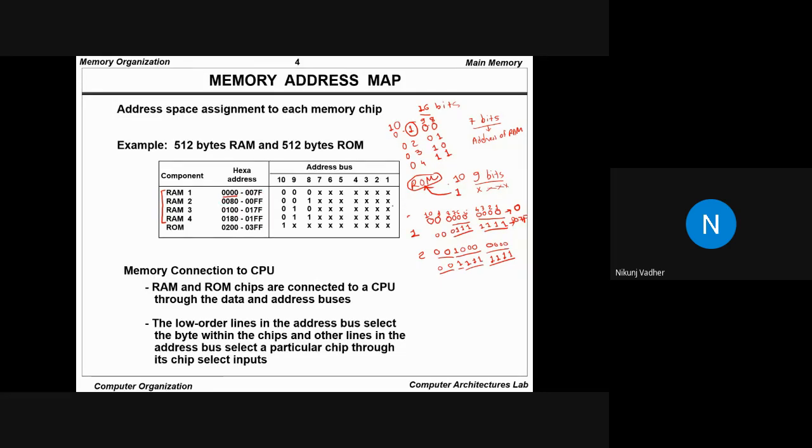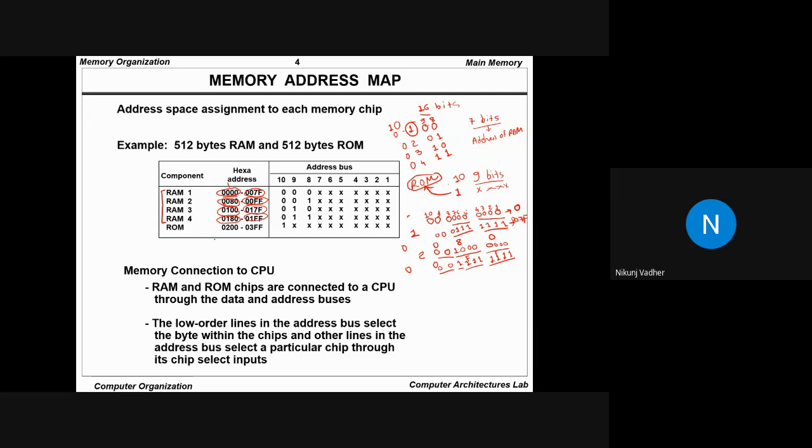Then 0080, so here 0, 0, 8, 0, and 0, 0, F, F. So 0080 to 00FF. This is the starting address and ending address of the first RAM chip, then the starting address and ending address of the second RAM chip, the third RAM chip, and the fourth RAM chip.